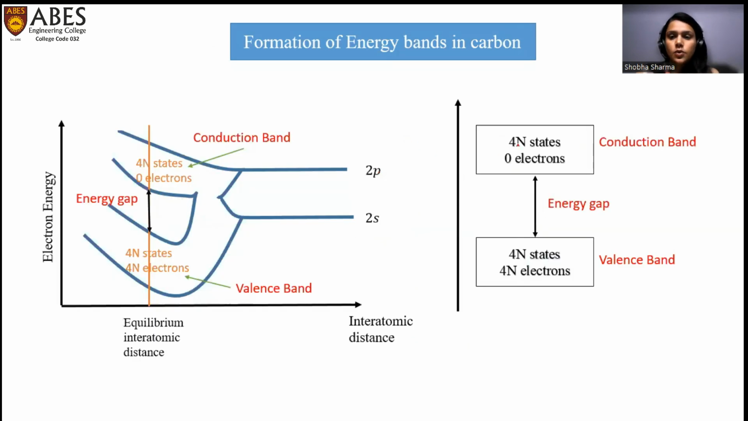So this is a simple representation of the energy gap and the bands: the valence band, the conduction band, and the gap between the conduction band and the valence band, known as the energy gap. This valence band is a completely filled band because all the 4n states are occupied by the 4n electrons. And this conduction band is the empty band because all the 4n states are empty, as no electron is present in this band. On the basis of energy gap, we will classify the solids in the next slide.